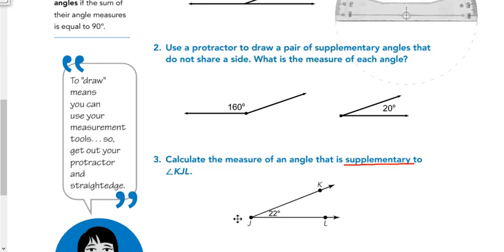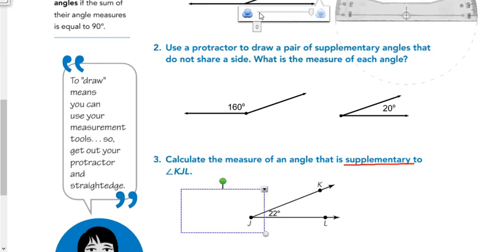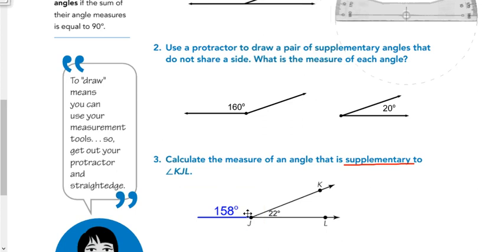So we must subtract the angle 22 from 180. So it's actually 180 minus 22, and you get 158. So this angle right here is 158. That's what makes this angle plus this angle equal to supplementary angles. Alright, so moving on to the next page.